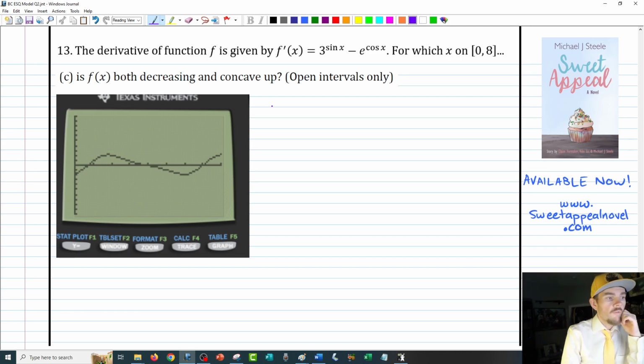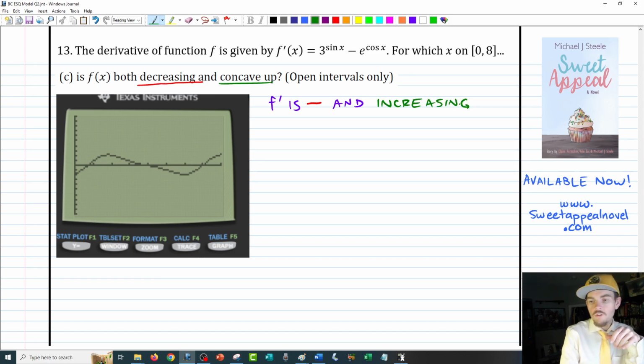But in here, just as I did before, I want to translate this. So first of all, if it says f is decreasing, that's the same thing as saying f prime is negative. And then the second part notes that f is concave up. And if f is concave up, that means f prime is increasing. So we are looking on this graph for the regions or interval or intervals where f prime is negative and increasing. And interestingly enough, I see 2 of them here. I see one region right here, and I see another one right here.